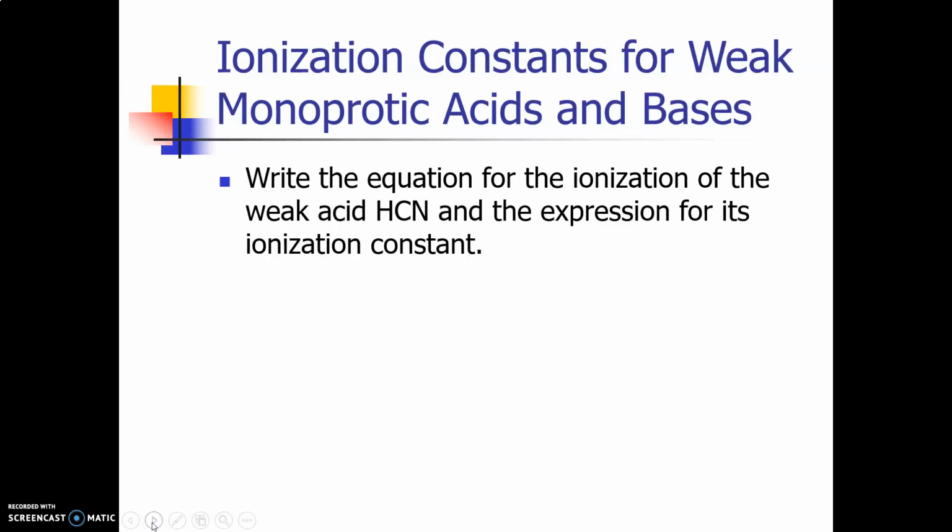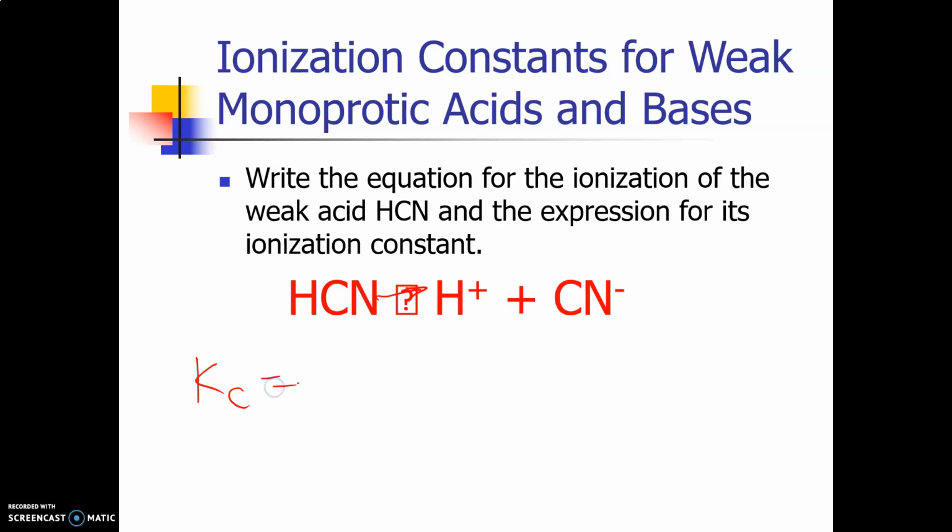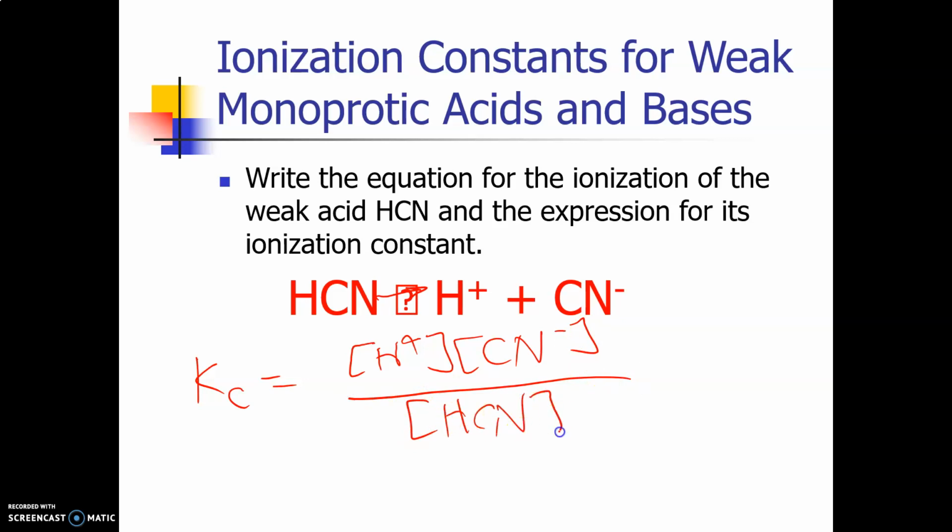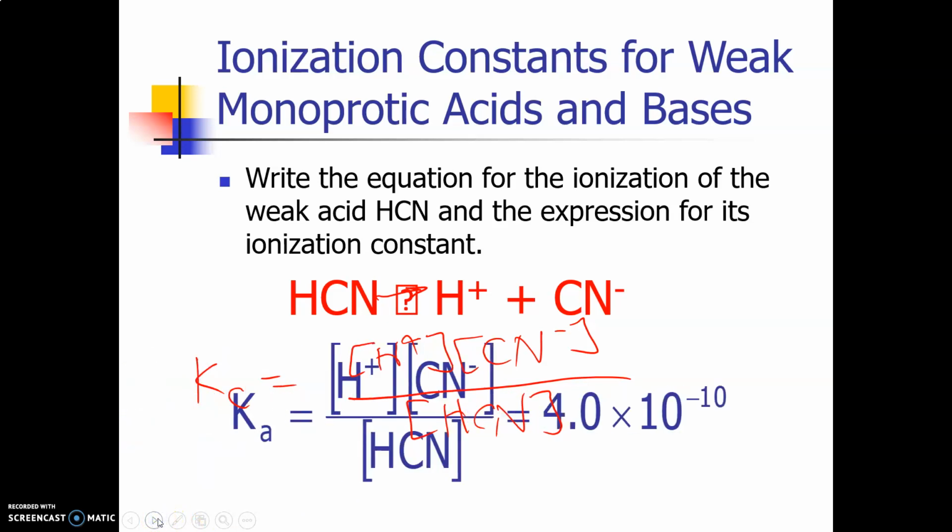Write the equation for the ionization of the weak acid HCN, and the expression for that. There. HCN gives H+ plus CN-. And the Kc equals the products divided by the reactant. So it's the concentration of H+ times the concentration of CN- divided by the concentration of HCN. There. Okay.